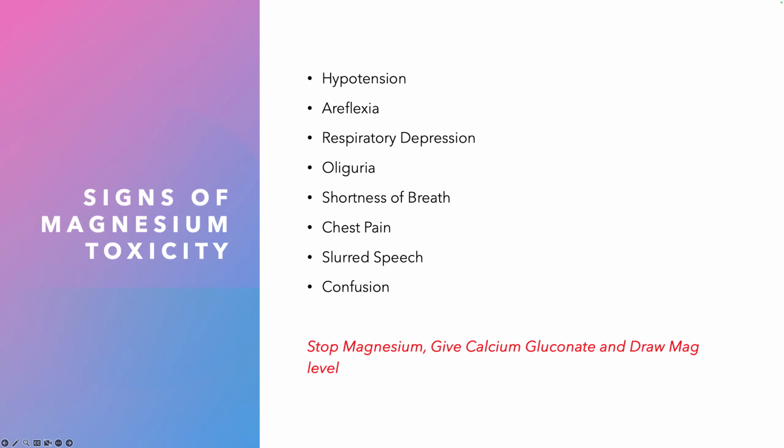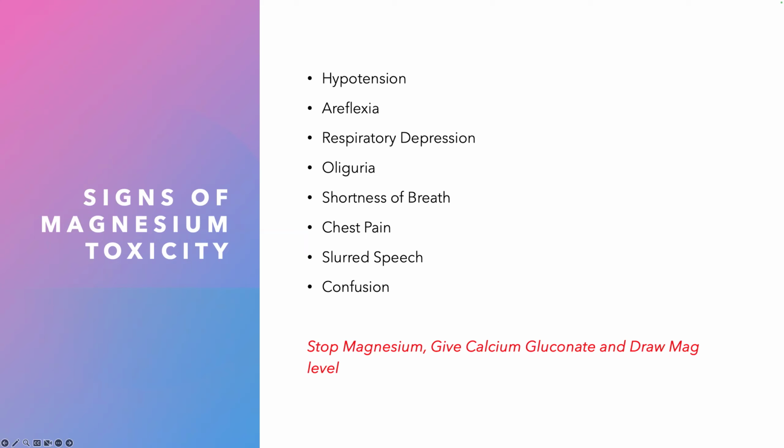So what are our signs of magnesium toxicity? Like I said, we are doing magnesium checks every 1 hour. We're checking their vital signs, their respiratory rate, their O2, their blood pressure, their heart rate. We're checking their reflexes every hour. If they have absent reflexes, that is a sign of magnesium toxicity.